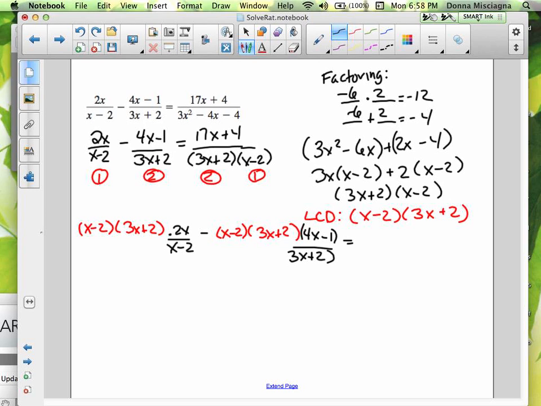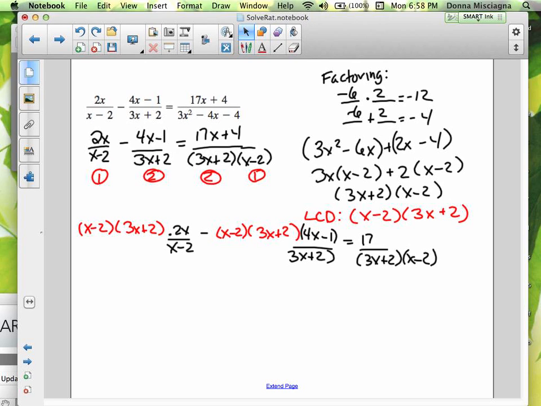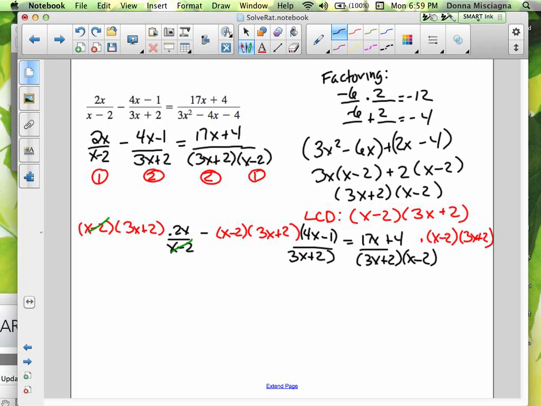All right, and we're going to do the same thing to 17x plus 4 over 3x plus 2, x minus 2. Oops, 17x plus 4, excuse me. And that one gets an x minus 2, 3x plus 2. All right, so that looks like a really long problem, except some things are going to cancel out. The first term, x minus 2 cancels out. So we have 3x plus 2 times 2x.